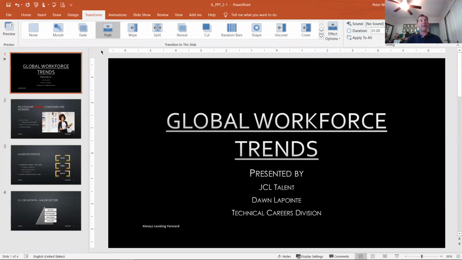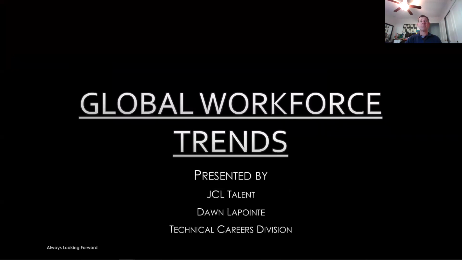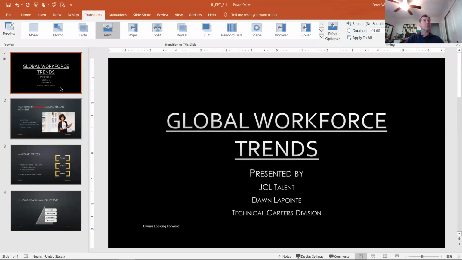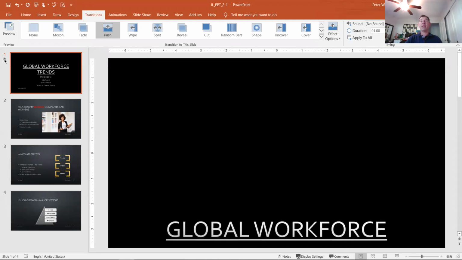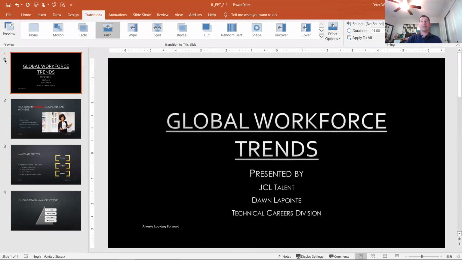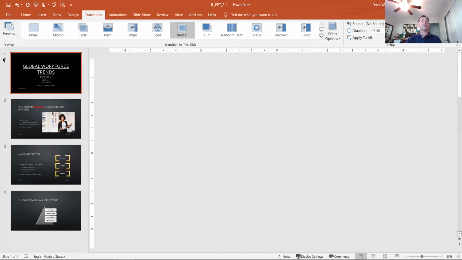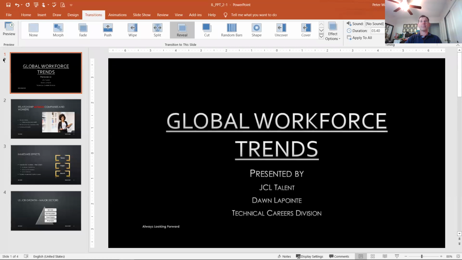Okay, so I applied the push transition to slide 1. So when I enter my slideshow, you can see that's how it starts. That's the transition to slide 1. Also, if you look over here in the pane on the left side, you'll see that there's an animation now attached to this, and I can click this to play it over and over again. I don't know how a fade would work. Yeah, I don't like that. Reveal. Oh, maybe that one's good for the first slide. Okay, so let's just go with that for now.